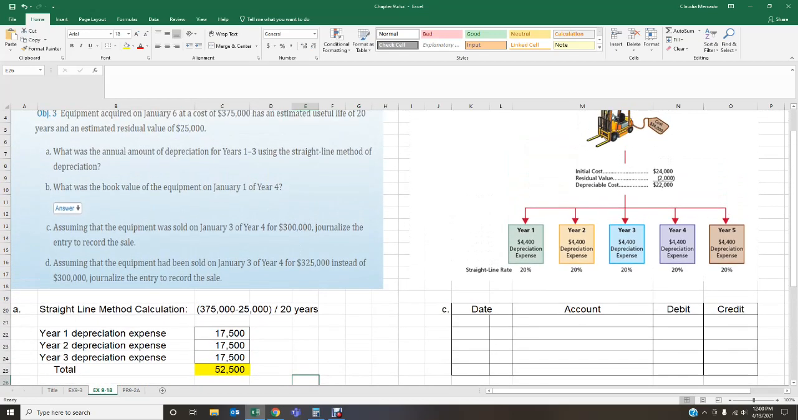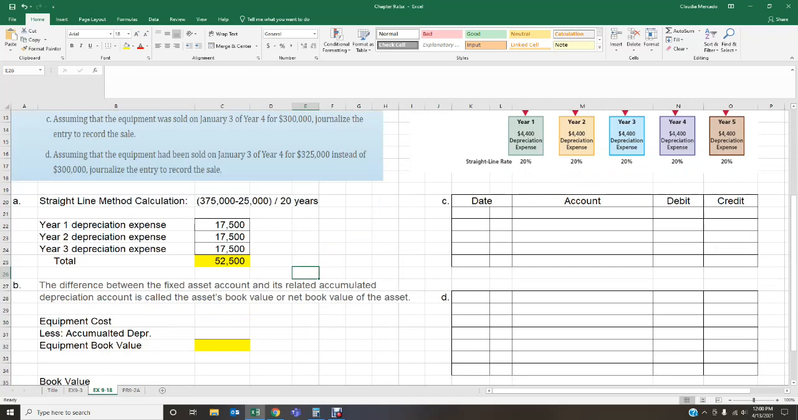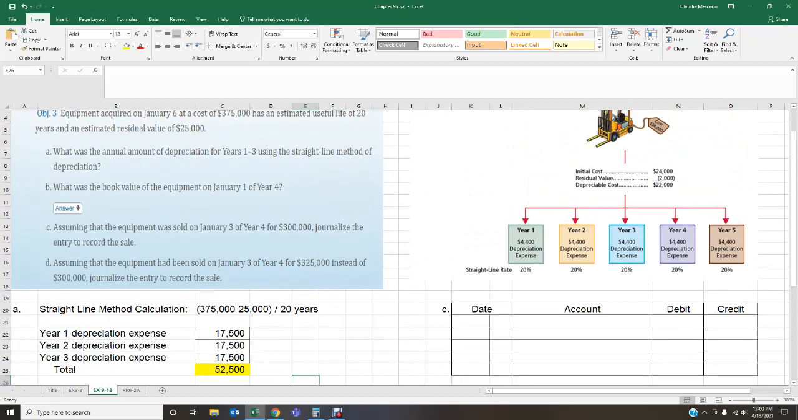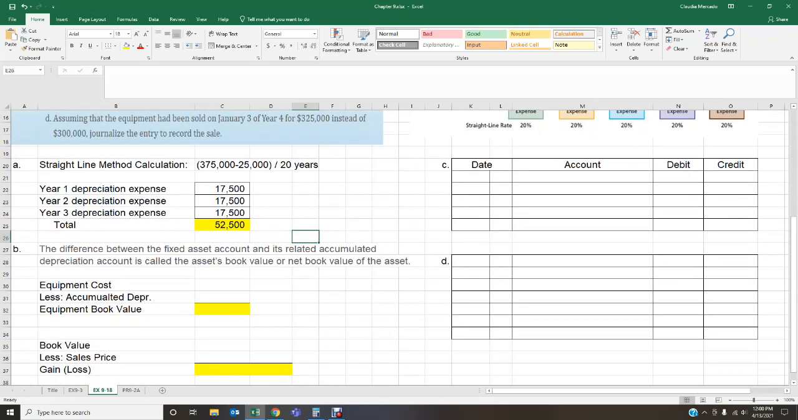So requirement A. What was the annual amount of depreciation for years 1 through 3 using the straight line method? The annual amount was $17,500 annually. The total for the 3 years is $52,500. Now, requirement B is asking us to figure out the book value of the equipment as of January 1st of year 4.